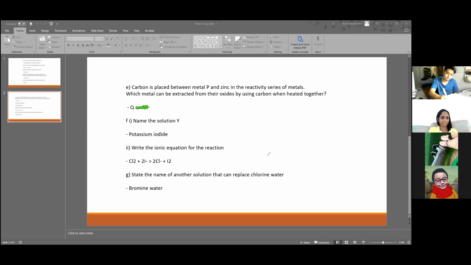Right, so question F, they ask the solution of Y. We can see from the observation, after chlorine water is added to the test tube and shaken, there is a purple organic layer. We know that in organic solvent, purple color is iodine. So there must be iodide ion present in the solution. That is why the answer is potassium iodide. Correct.